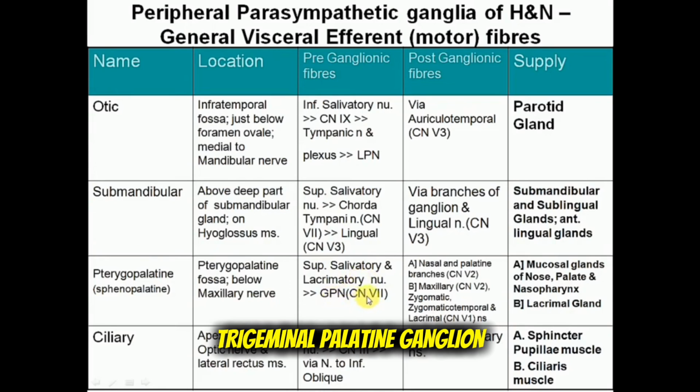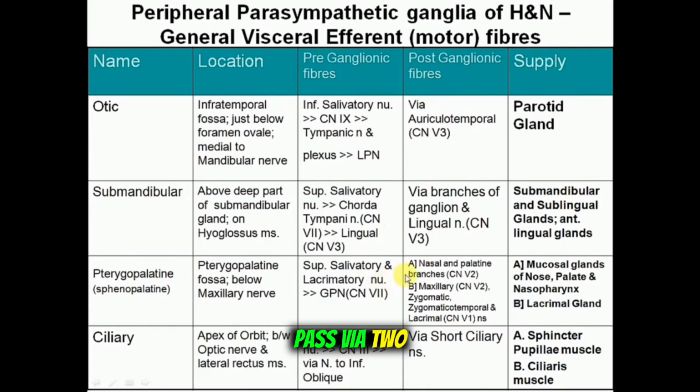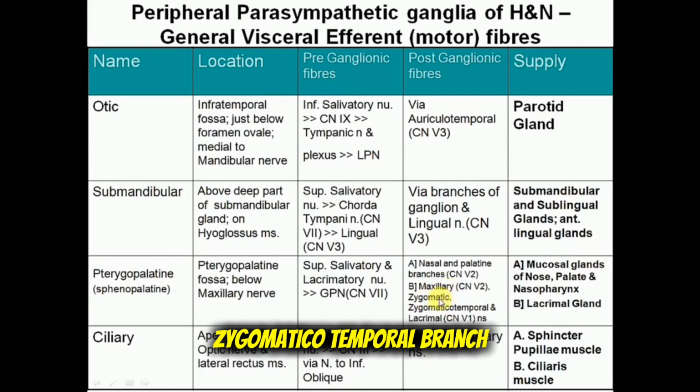This will relay in the pterygopalatine ganglion, and the postganglionic fibers which arise from the pterygopalatine ganglion pass via two different routes. The first route is via the nasal and palatine branches of maxillary nerve, which will eventually supply the mucous glands of the nose, paranasal sinuses, palate and nasopharynx, whereas other postganglionic fibers will travel via the maxillary nerve, its zygomatic branch, its zygomaticotemporal branch, which will eventually communicate with the lacrimal nerve, and from lacrimal nerve, it will supply the lacrimal gland.